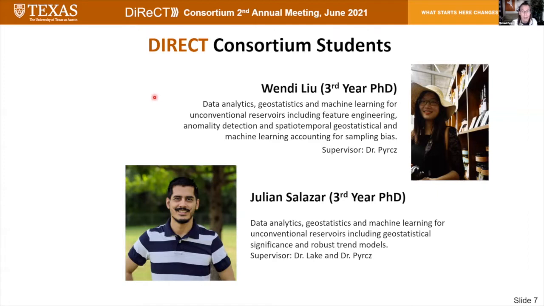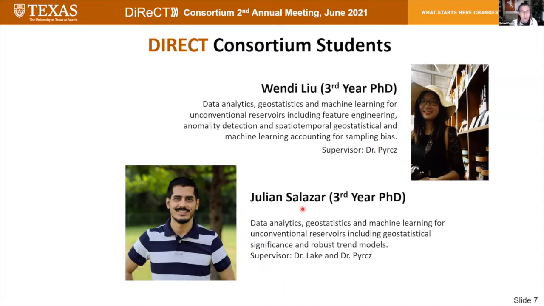Wendy Liu is working specifically, actually, Wendy's very interesting. When she started with me, she came to me and said, I want to do data and I want to work in unconventionals. And so she's been working in a variety of very difficult, challenging problems in unconventional reservoirs, including feature engineering, anomaly detection, and spatial temporal geostatistical machine learning approaches that account for spatial bias. And you'll get to see that today. You've heard the old adage, garbage in, garbage out. Well, there's bias in, bias out. It happens in machine learning in space. And Wendy addresses that. I'm excited about that.